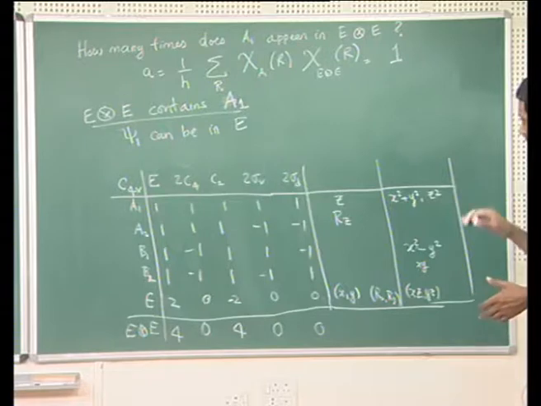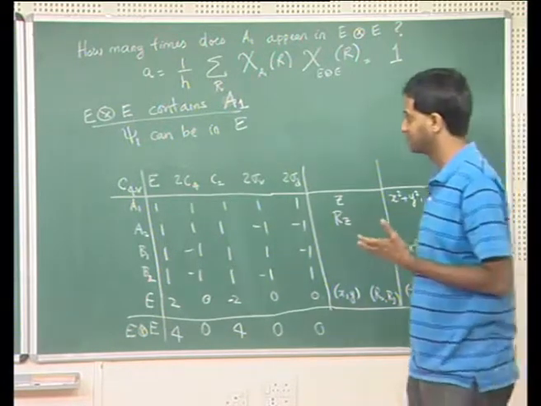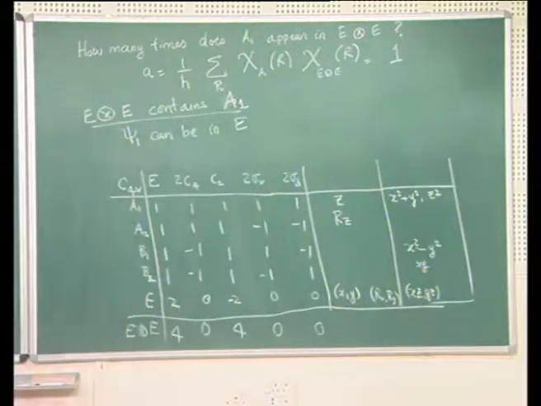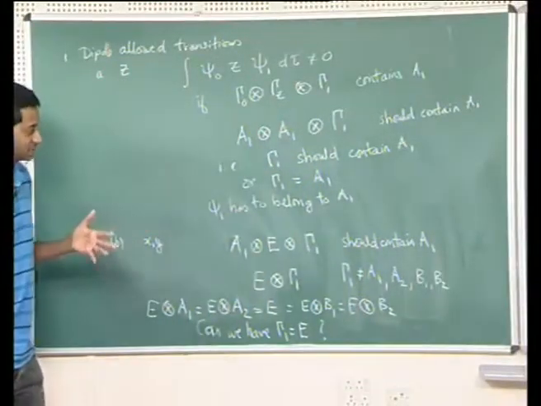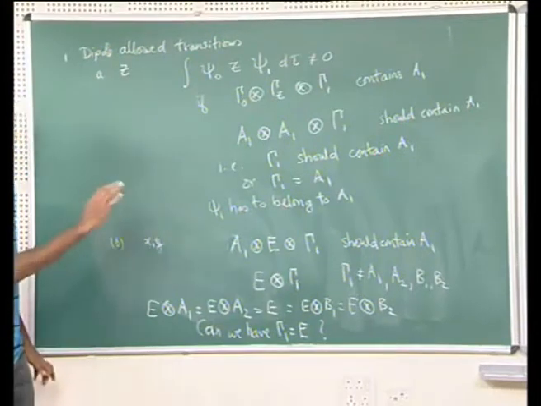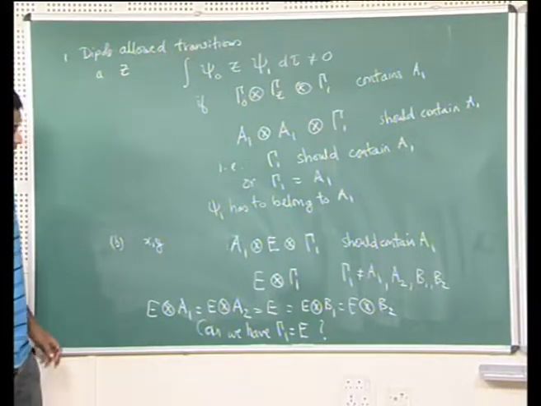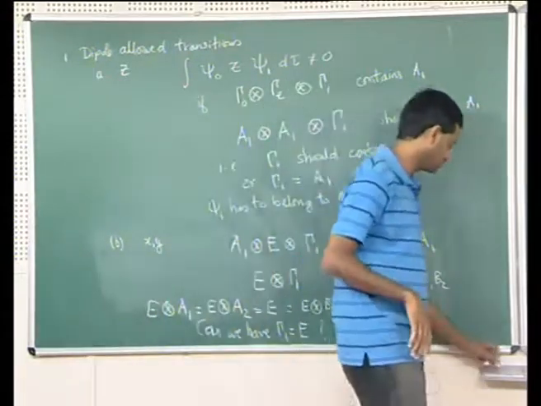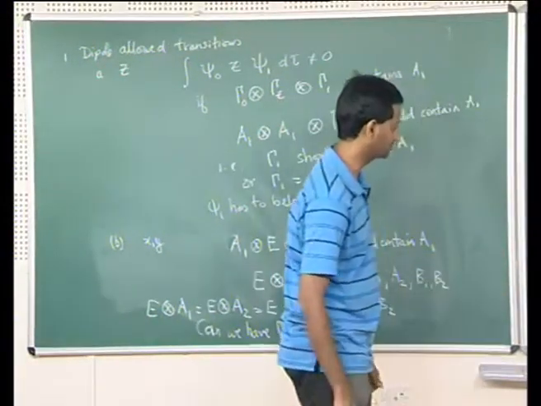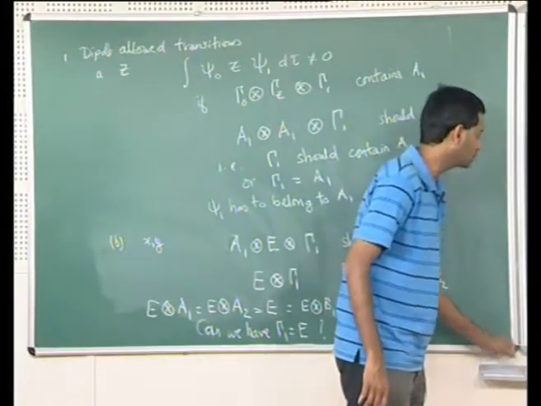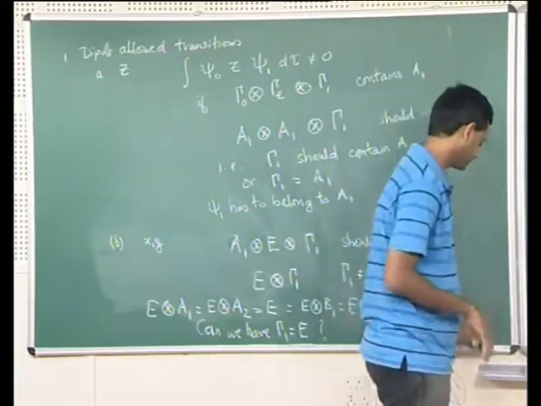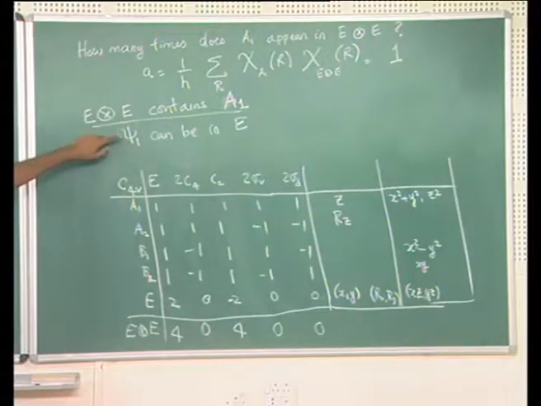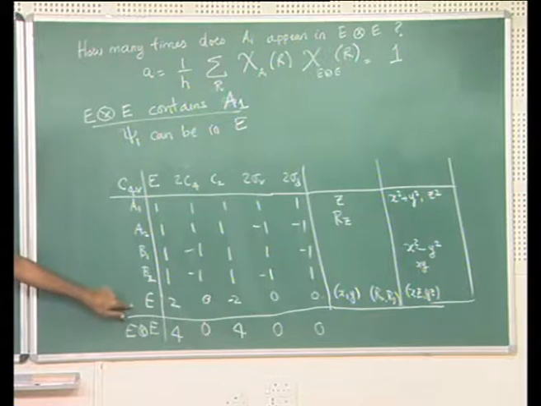So this method of identifying which transitions are allowed and which are not allowed is something that can be done extremely easily using the character table. This is one of the most important applications of group theory, and what we should mention here is that we just asked the question to which of these irreducible representations psi 1 can belong.